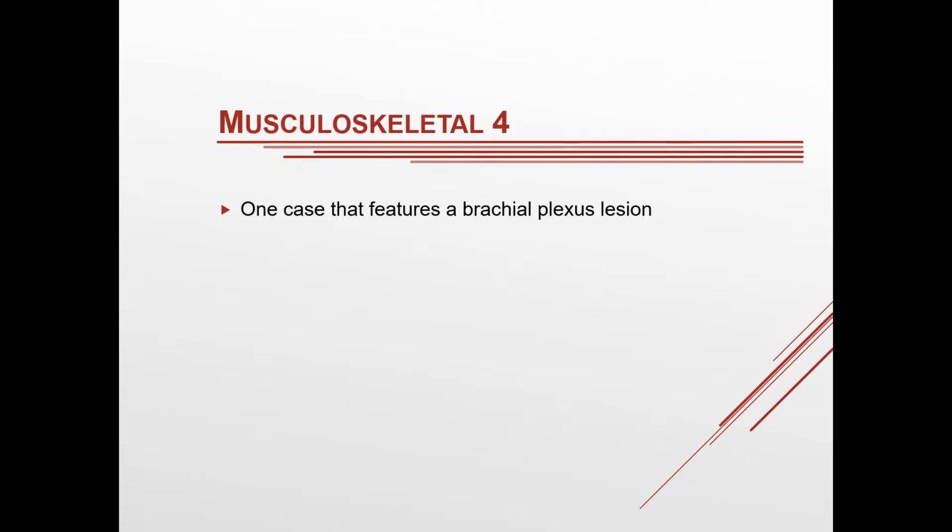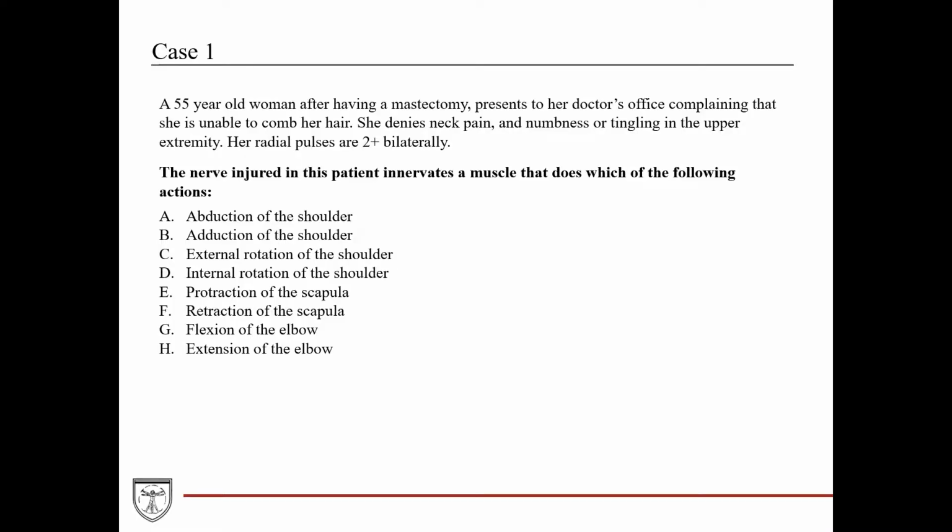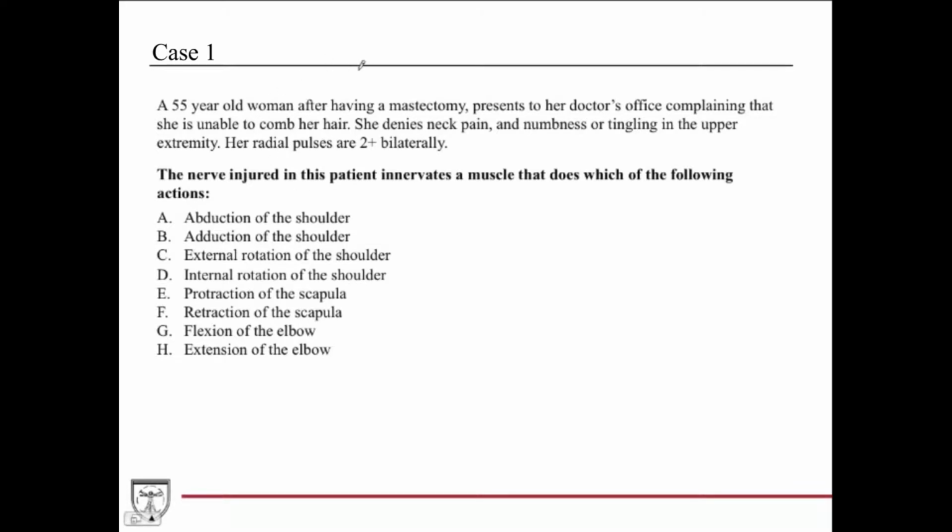Alright, so this week we're going to go over a case that features a brachial plexus lesion, and then we're also going to go over some other musculoskeletal pathology that have overlapping presentations with this particular lesion, and point out the key differentiating factors. So the way this works is there's a clinical scenario with a board-style question at the end of it. Before we jump in and answer the question, we're first going to go through the case, point out the relevant clinical findings, and then go through the relevant anatomy, and then use that to answer the question. Here we have a 55-year-old woman.